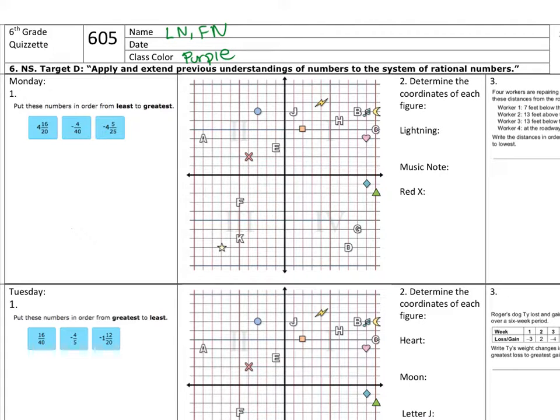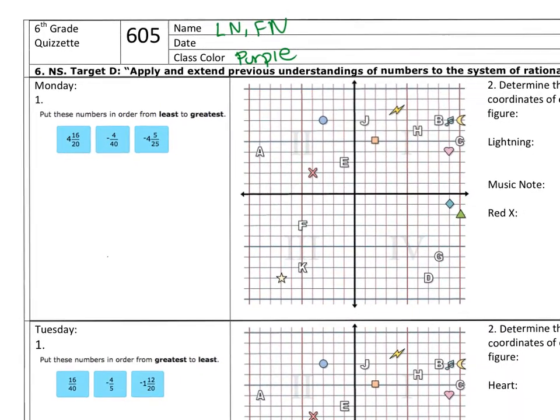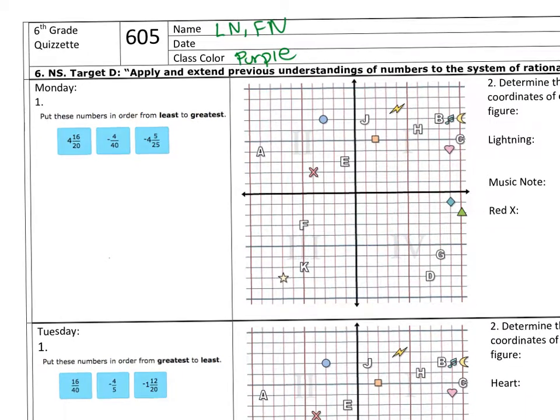Number 1 on the Quizzette will always have a list of rational numbers, and it's either going to ask you to put them in order from least to greatest or greatest to least. Last week we did a homework assignment where some of us got mixed up and automatically put them in order from least to greatest without actually reading the question. So make sure that you read number 1 very carefully each day.